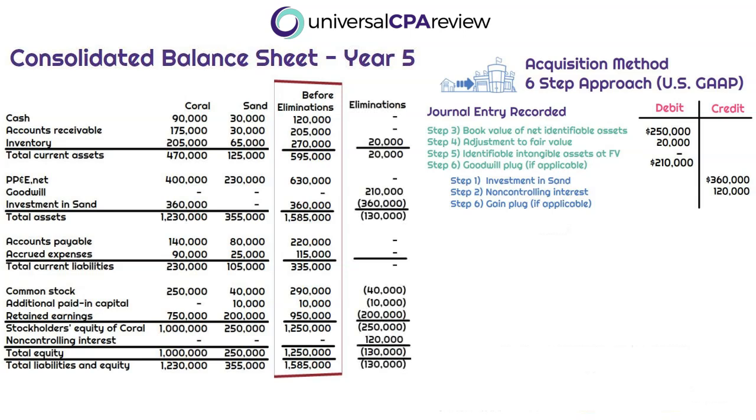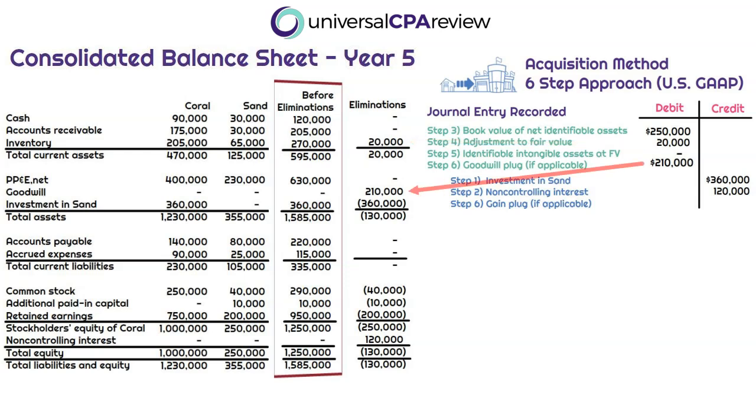So now we're ready to prepare the eliminations column in our consolidated balance sheet. All of this information is going to come from our journal entry for the acquisition method. Our first adjustment is to add $20,000 to inventory for that step up in fair value. That's where the $20,000 comes from.